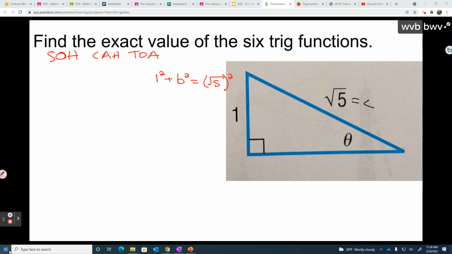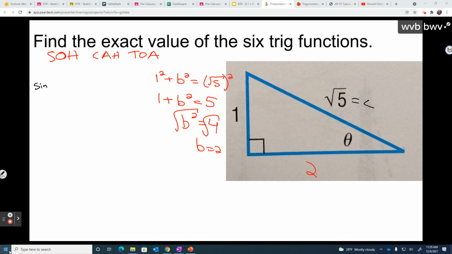So when we solve it, 1 squared is 1, b squared is b squared, and the square root of 5 squared is just 5. So we subtract 1, b squared is 4, b is 2. All right, now we're good to go ahead and find our ratios.